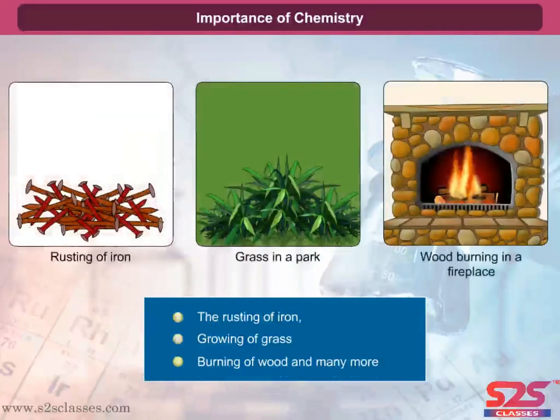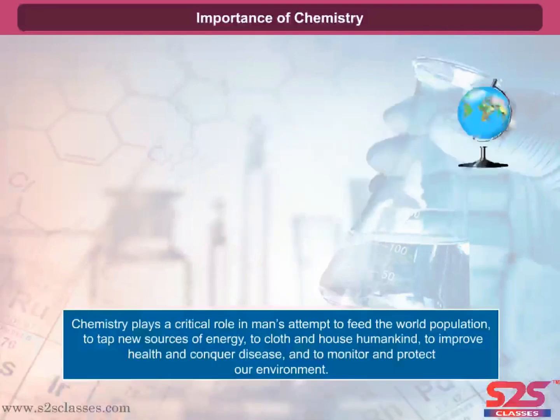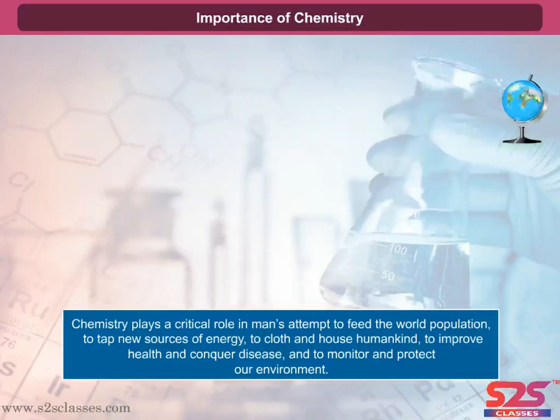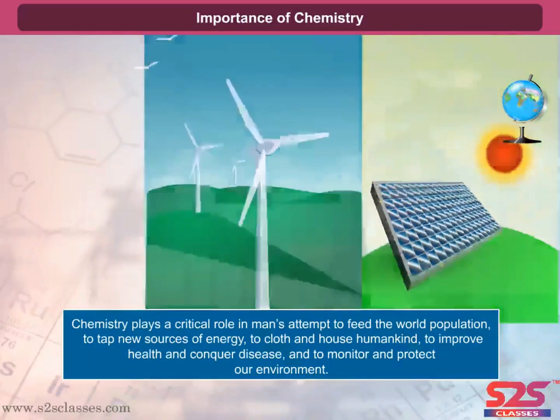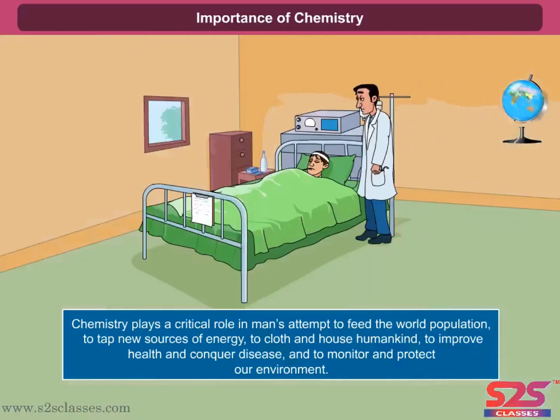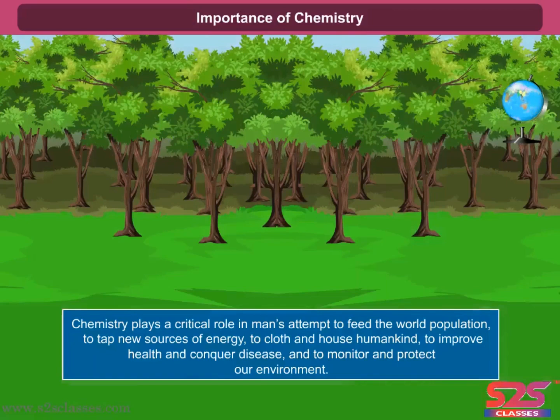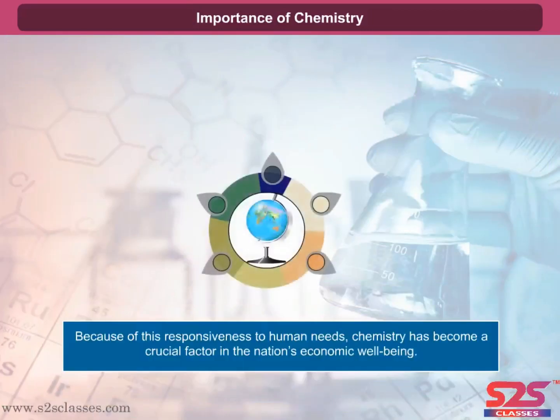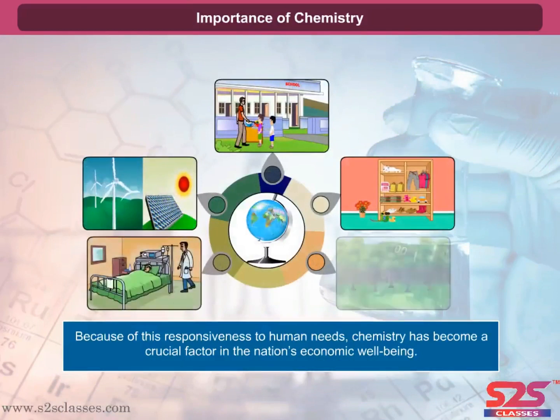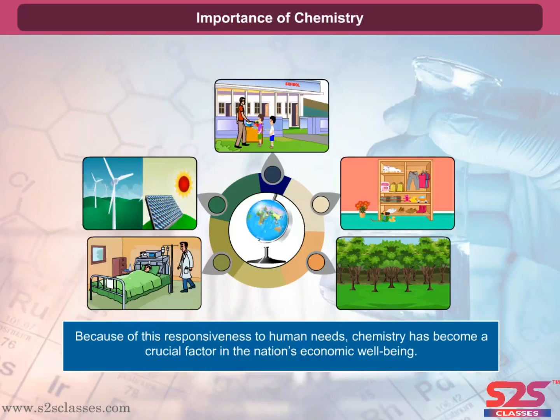and many more. It plays a critical role in man's attempt to feed the world population, to tap new sources of energy, to clothe and house humankind, to improve health and conquer diseases, and to monitor and protect our environment. Because of this responsiveness to human needs, chemistry has become a crucial factor in the nation's economic well-being.